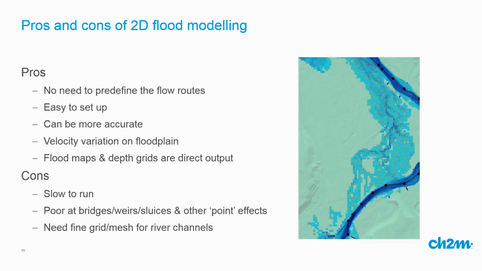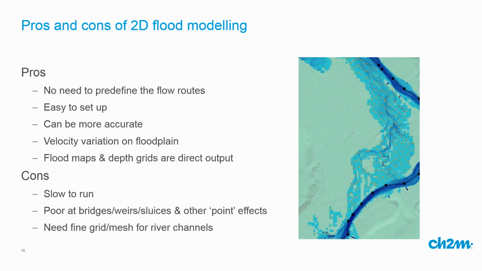It can be much more accurate than a 1D model, particularly when you're modelling flow down the floodplain. It gives you the velocity variation on the floodplain, so if you're doing that hazard calculation, the velocities are automatically generated. You've automatically got the local water depth, and therefore you can calculate that hazard. And yeah, flood maps and depth grids are direct outputs from the calculations.